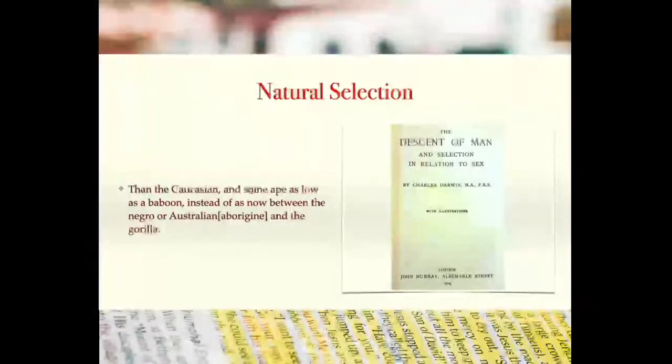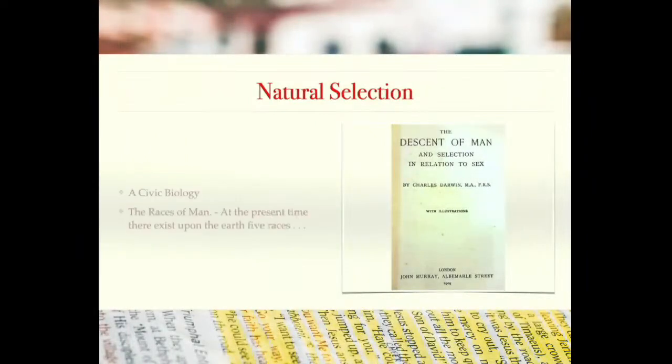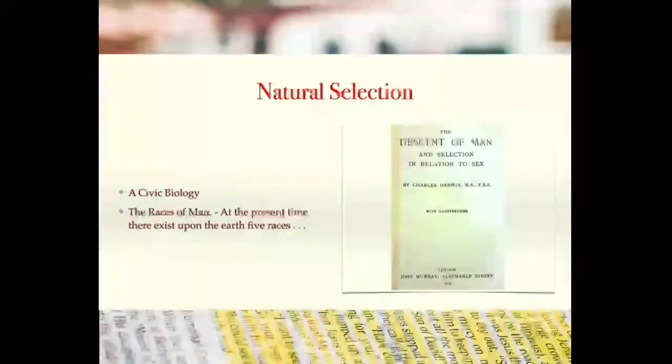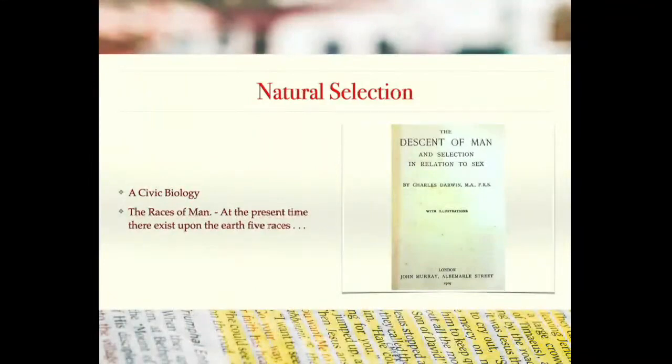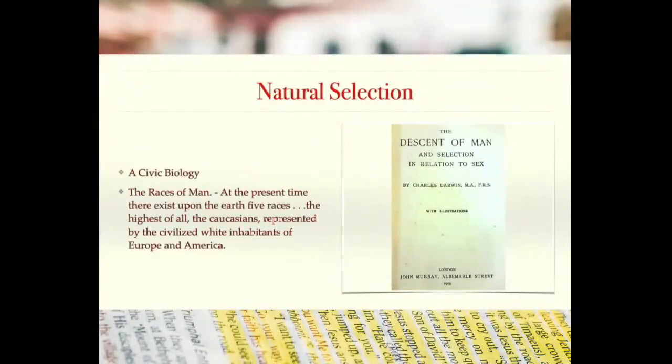There was a biology book in the 1920s that was the curriculum for the United States. It was a book by George William Hunter, and the title was A Civic Biology. This was based on evolution, all right? And this is what it said. At the present time, there exist upon the earth five races, and the highest of all are the Caucasians, represented by the civilized white inhabitants of Europe and America.